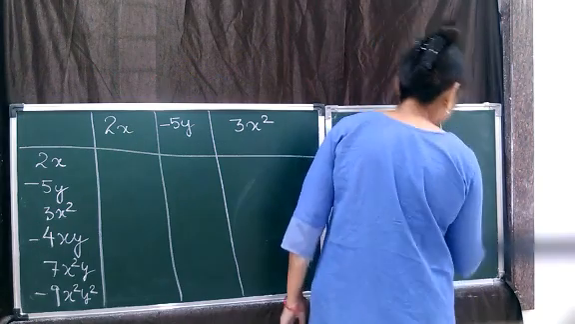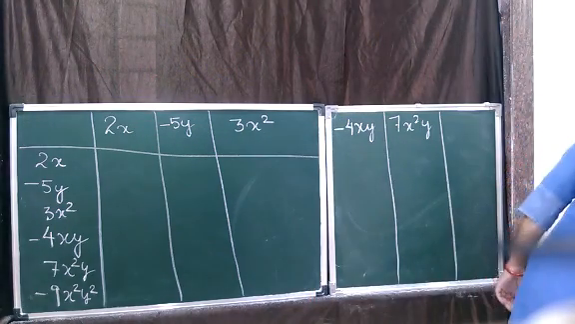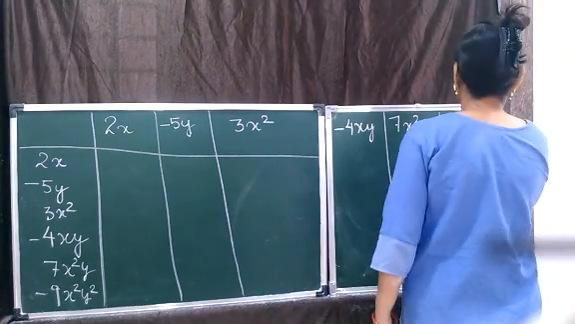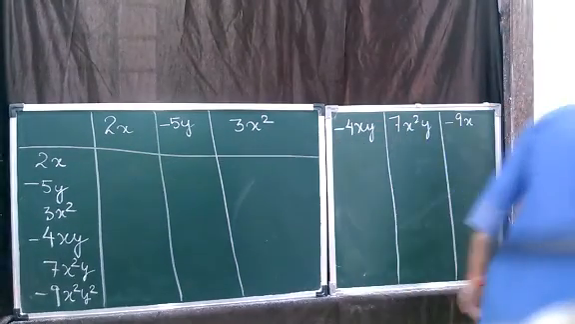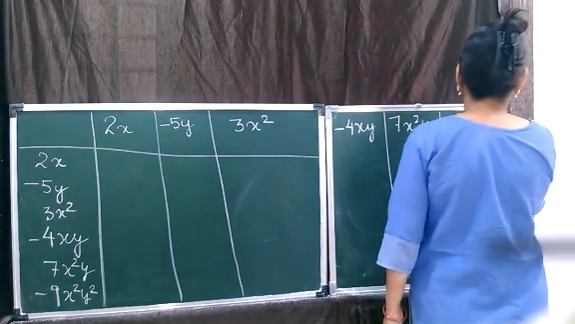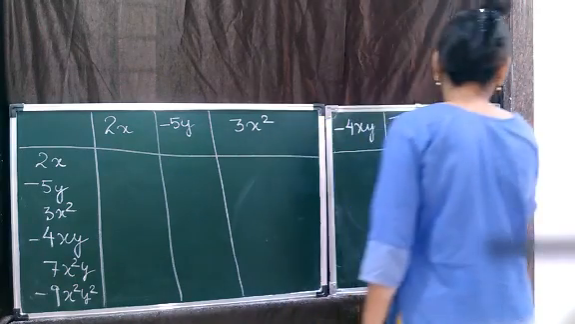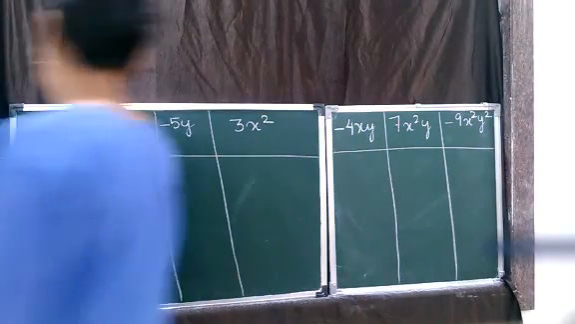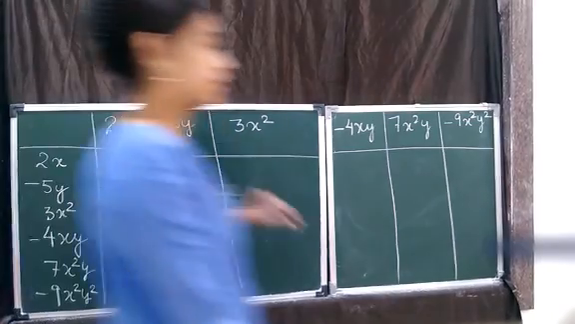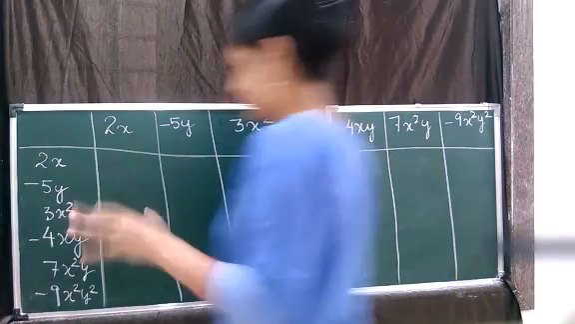Minus 9x square y square. So I think the first one is done.